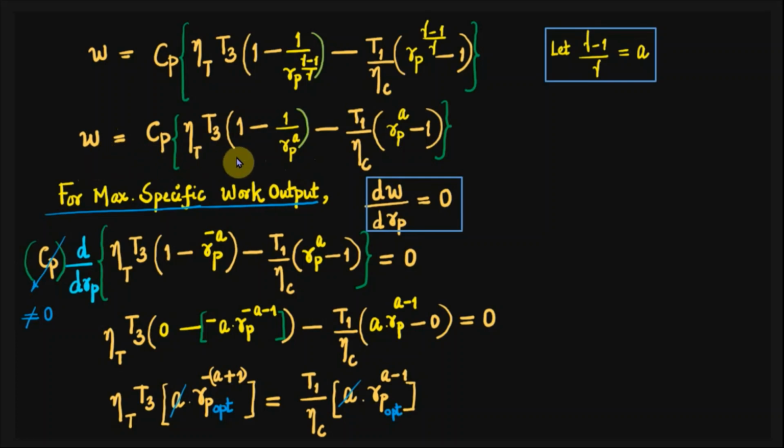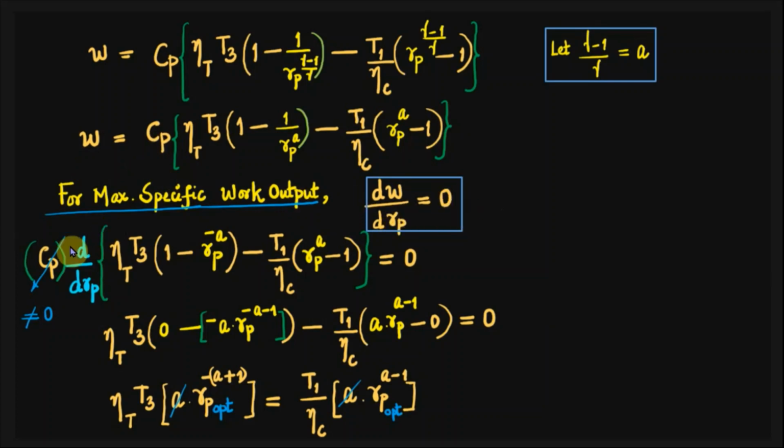Now you are in a position to obtain a condition for maximum specific work output from the actual cycle by differentiating this expression for net work output with respect to the pressure ratio and equating it to 0. Remember, only the pressure ratio will be the variable in that case and the rest will be constants. So for maximum specific work output, you take the derivative of W with respect to Rp and equate that to 0.